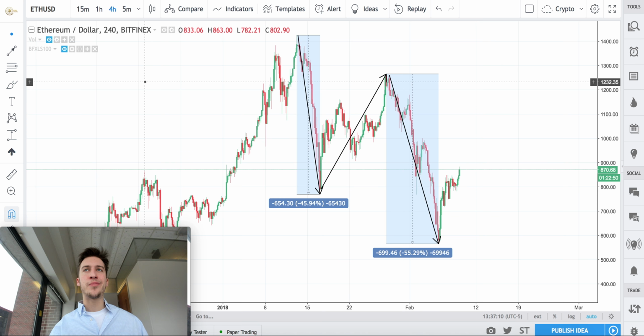And so I think that this ABC formation will likely have the endpoint here, and then we get this bullish market that will probably surpass Ethereum's high. That would make the most sense.